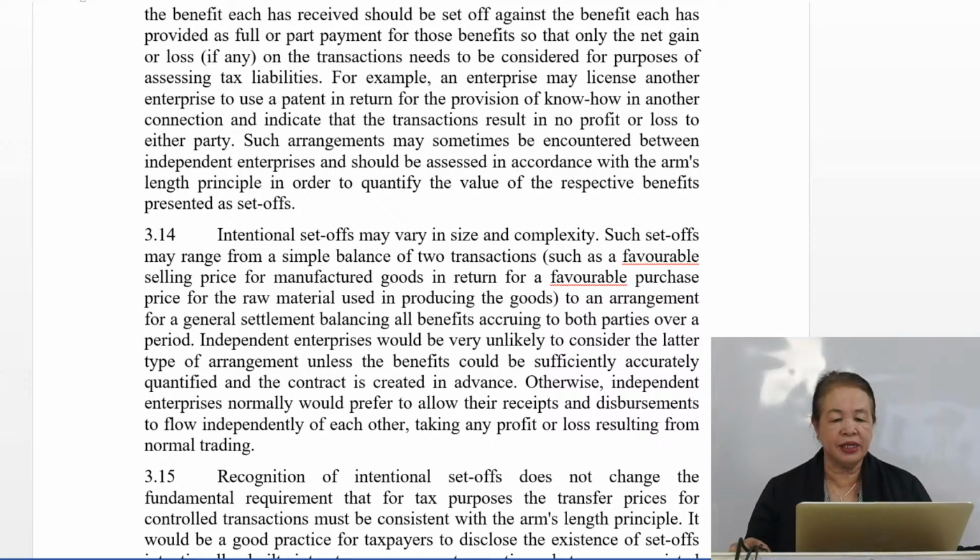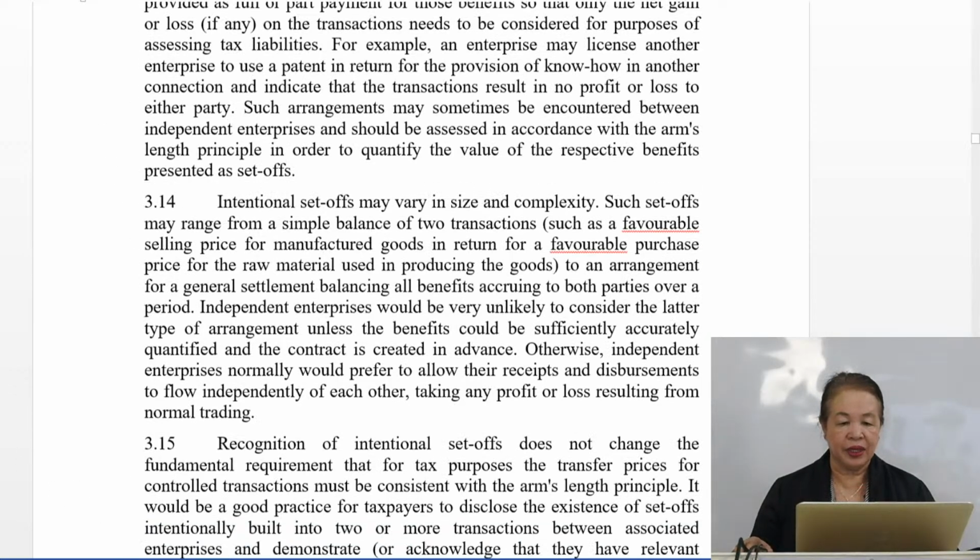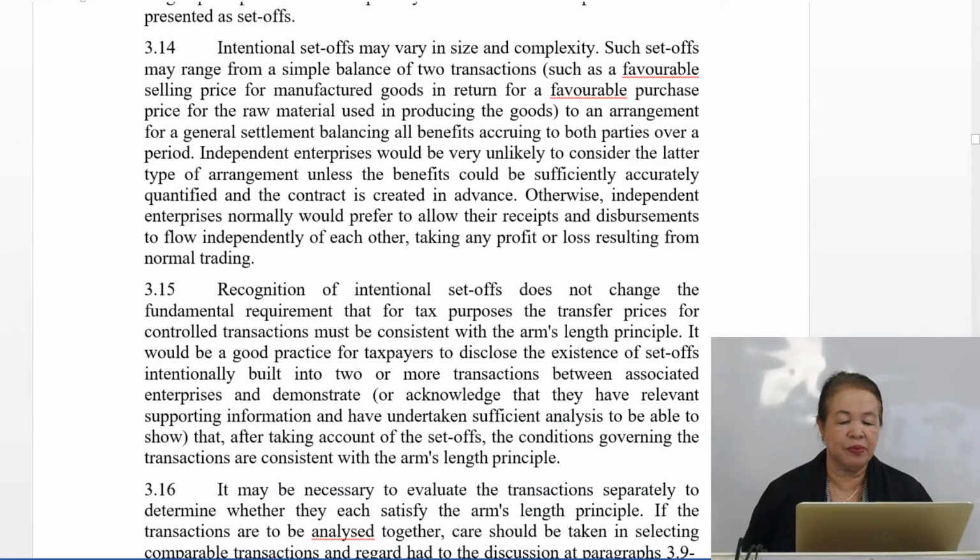Intentional set-offs may vary in size and complexity. So, ano yun? Size and complexity. So, depende sa laki, and kung complicated ba siya. Such set-off may range from a simple balance of two transactions, such as favorable selling price for manufactured goods in return for a favorable purchase price for the raw material used in producing the goods. So, ano yun? Yung related parties, yung isa nag-supply ng goods, yung isa naman yung nagpo-purchase ng product manufactured by the one who purchased the goods. So, sila lang.